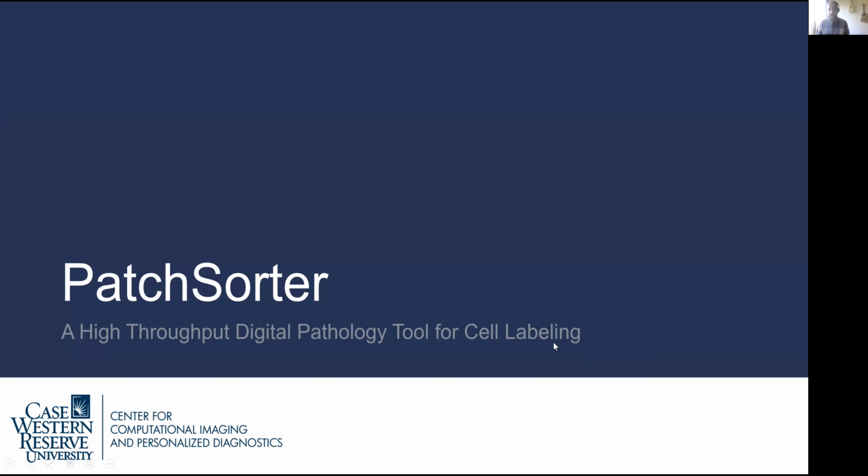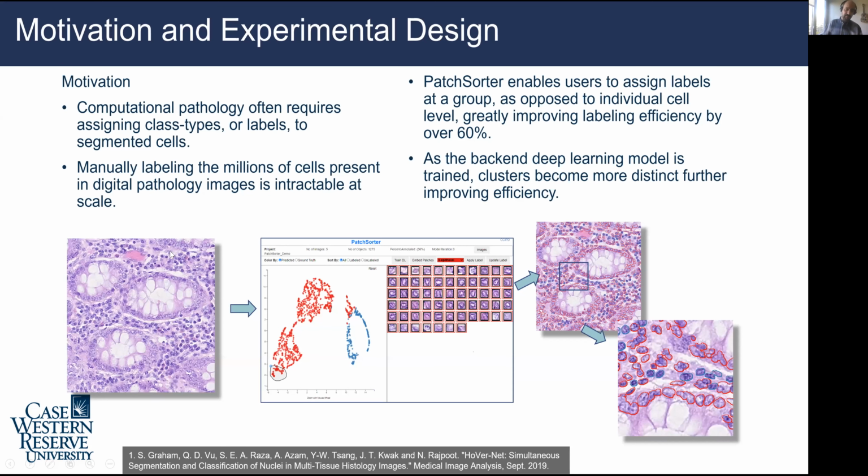Lastly, we have a tool called Patch Sorter. The idea of Patch Sorter is basically once we've identified a bunch of objects, we would like to then subsequently label those objects. So maybe we've identified a bunch of cells, and now we want to go and identify where the lymphocytes are inside of that particular image.